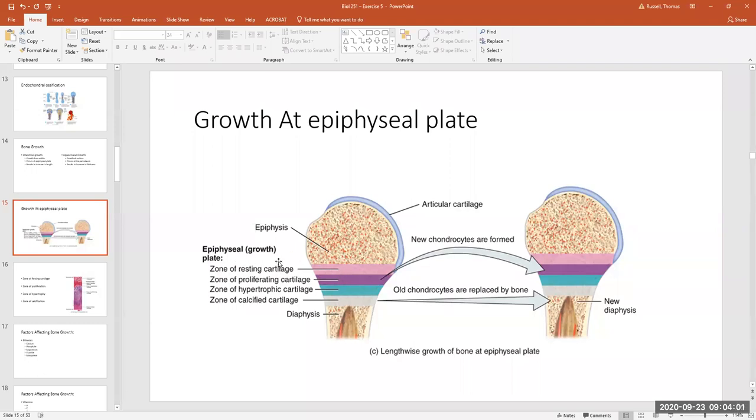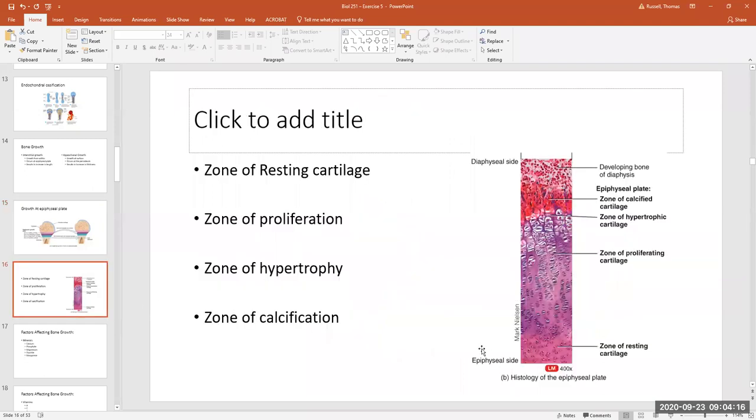And here's how you'll always know. The zone of resting cartilage is always the zone that is anchoring to the epiphysis. The zone of calcified cartilage is always the zone that is closest to the diaphysis. So look at this plate. This plate shows the zone of resting cartilage at the bottom now, but the zone of calcified cartilage at the top. That means this epiphyseal plate is the plate that comes from the distal end of the bone.